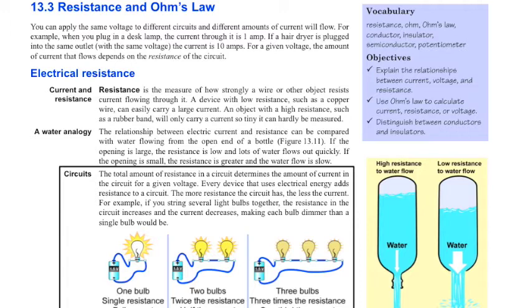That is true. For example, if you string several light bulbs together one after the other, the resistance in the circuit increases and the current decreases, making each bulb dimmer than a single bulb would be. This is true only if you are combining light bulbs in series, which means one after the other, so the current goes through all of them, one after the other.